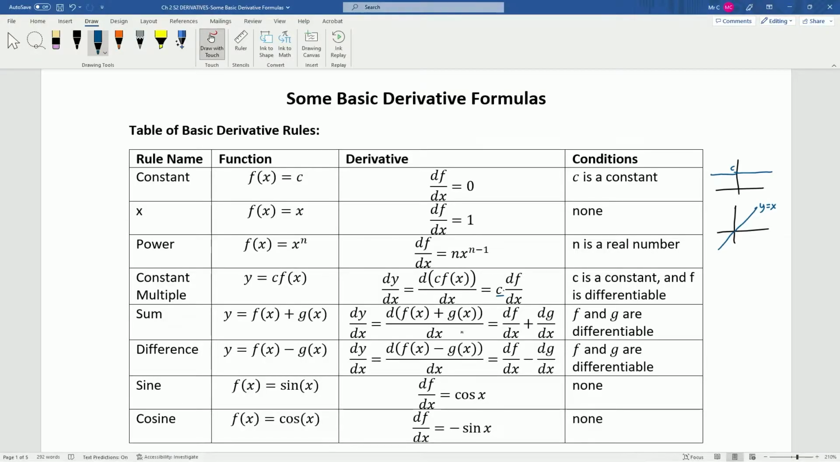But if f and g themselves are differentiable, then for the sum of f and g, you can split it up to compute the derivative. Now for the difference, f of x minus g of x, well, remember the difference is just the sum of a negative, right? So it's the same exact rule. The derivative of f minus g with respect to x is the derivative of f with respect to x minus the derivative of g with respect to x. And again, we require that f and g both be differentiable. And our last two rules for this section are the derivative of sine of x is cosine of x, and the derivative of cosine of x is negative sine of x.